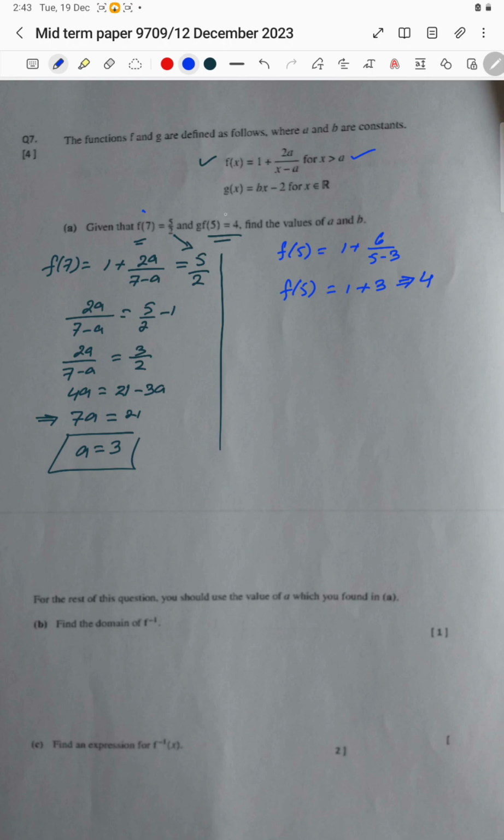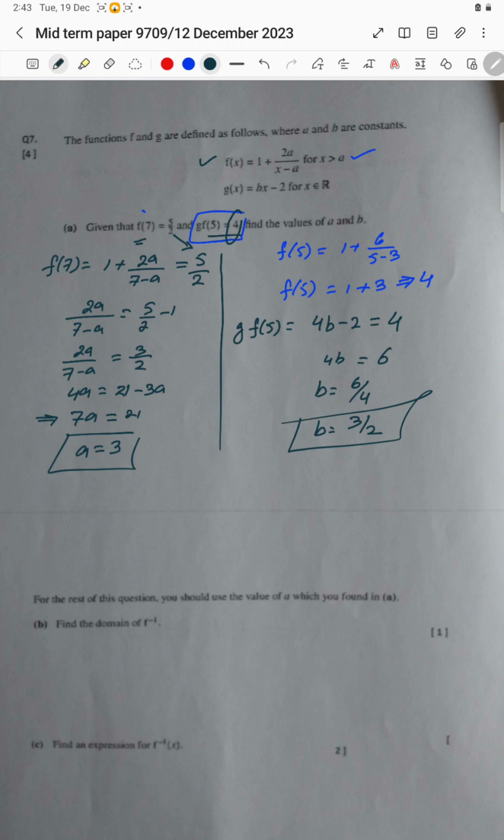Now we need to substitute this f of 5 in the g function, with a equal to 3, and we will get g of f of 5 equal to what? 4b minus 2 equals 4, because it's given equal to 4. So it goes to 6 equals 4b. b is equal to 6 by 4, that is 3 by 2 is the value of b.